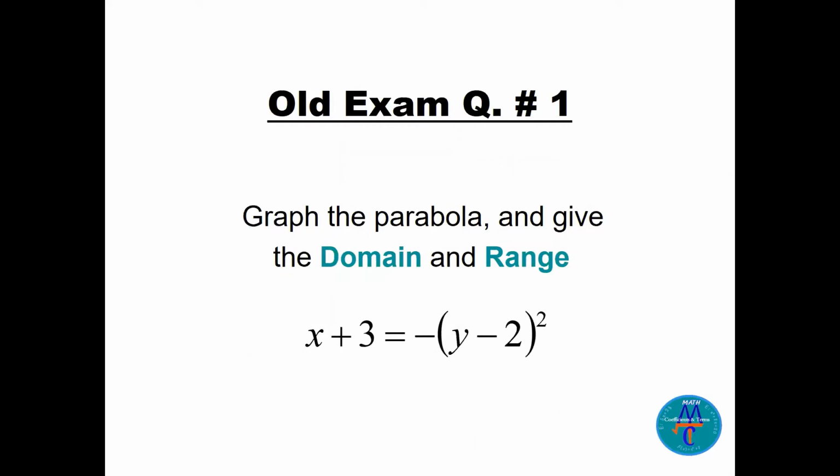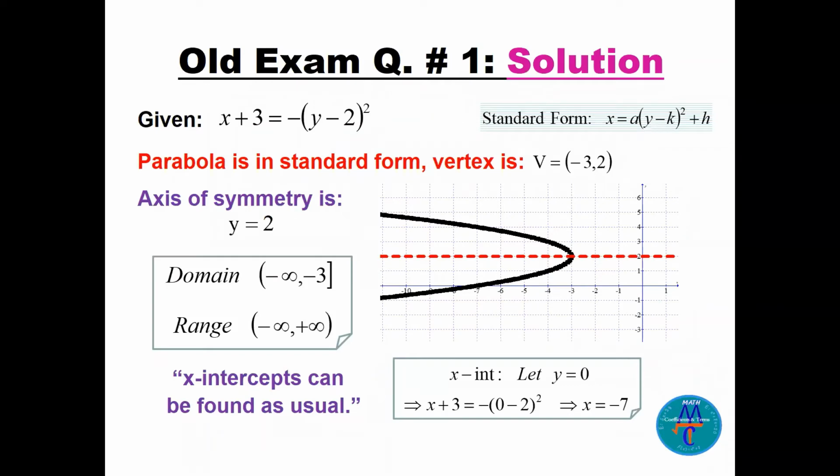If we look at this equation, x plus 3 is equal to minus (y minus 2) squared, we see that this equation is ready in standard form. We can take 3 to the other side. See, this is the standard form, x equals a(y minus k) squared plus h. Now the vertex here will be minus 3, because this is the h in the x, and 2 is the k. So now we have the vertex at (minus 3, 2). The axis of symmetry is y equals 2.